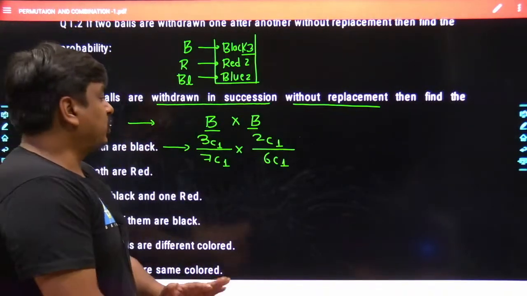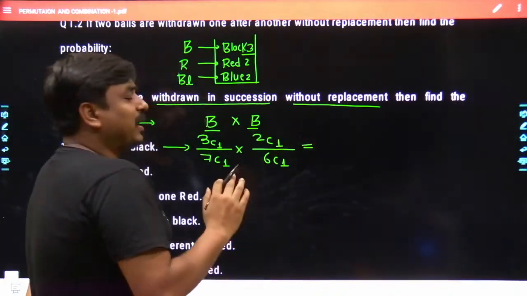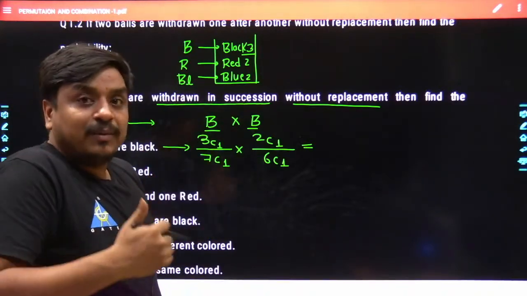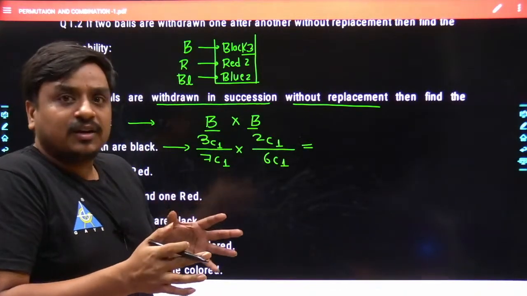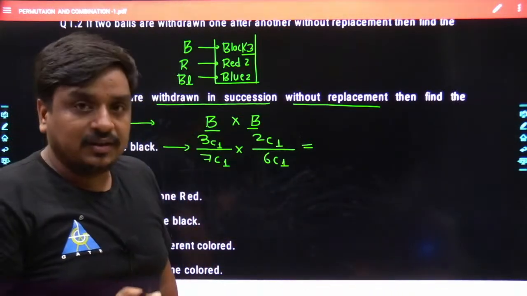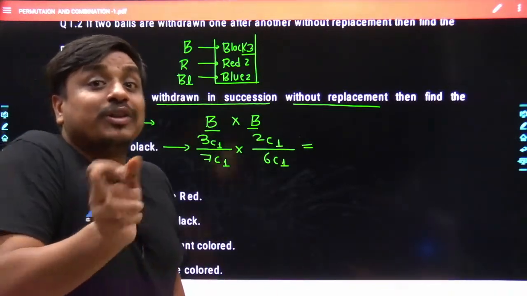Till this point, I don't think any student would have any sort of doubt. Should I repeat once again? The methodology which we were following in the last class and the type of questions we have framed in today's lecture is a bit different. In the last class, both of the balls were withdrawn simultaneously, but here we are withdrawing one after another in succession, and that too without replacement.